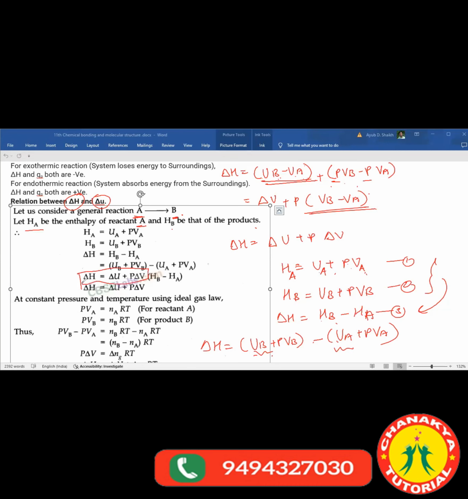This is nothing but what? Change in enthalpy, final enthalpy minus initial enthalpy. Clear? HB minus HA. Fine. Now, a few things are there about the pressure as well that we have to put in this.